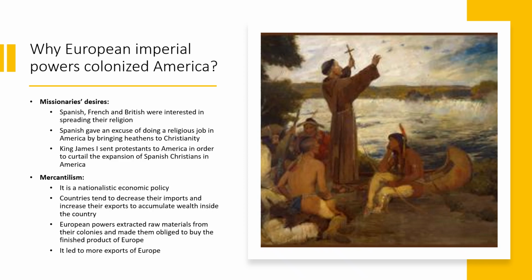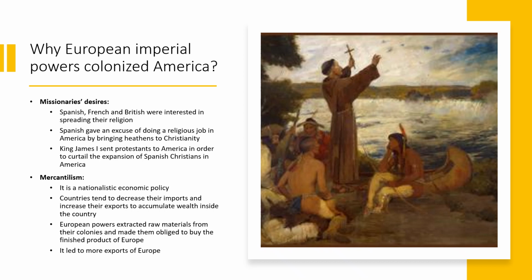Then King James I, he was actually Protestant. He also sent Protestants to America in order to curtail the expansion of Spanish Christians in America. King James I was from the British Empire, and he sent the English people to America in 1603. And he wanted, as I've explained, to curtail the expansion of Spanish Christians in America. So these were the desires of missionaries that led to the colonization of America.